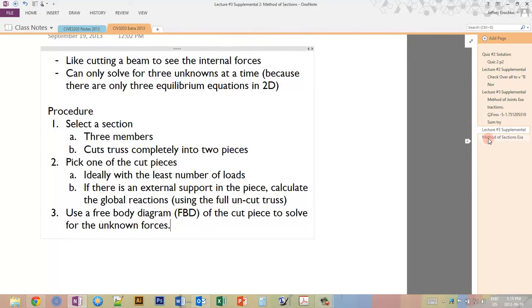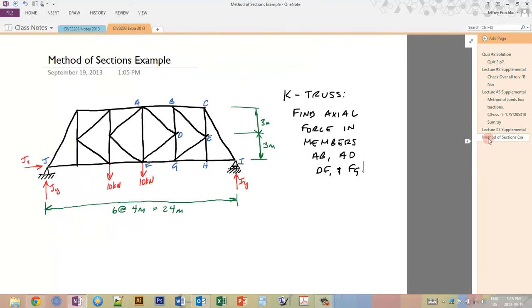So I'm going to do an example that is on the tricky side. This is a K-Truss, and in this section you see I've asked, we want to find the axial forces in members AB, which is this one, AD, DF, and FG. Now here there are 4 that we want to cut, and there's really nowhere in this truss that we can cut it just into 3.